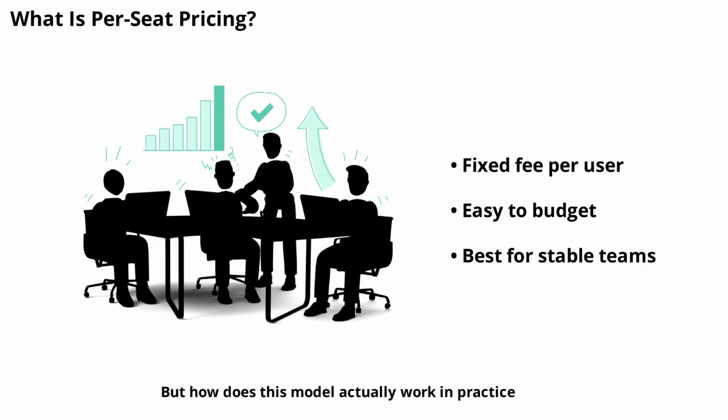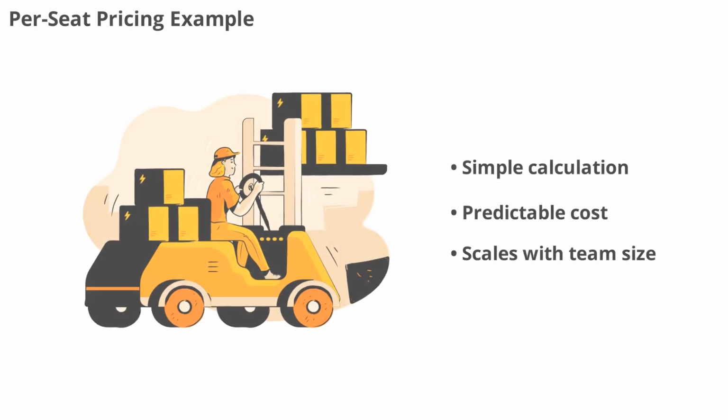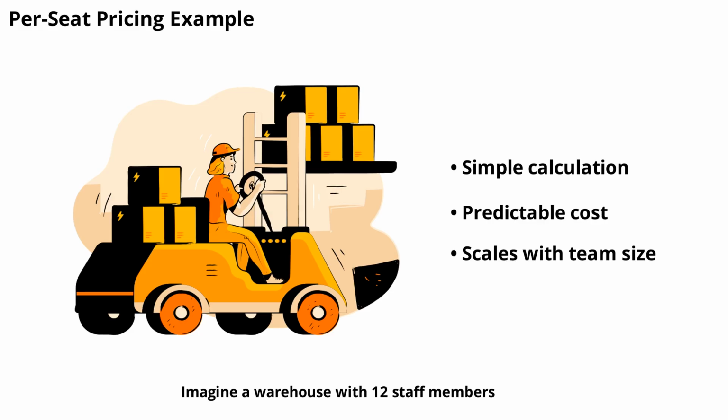But how does this model actually work in practice, and what are its key features? Let's take a closer look at the mechanics of per-seat pricing and why some businesses prefer it. Imagine a warehouse with 12 staff members who all need access to the management system. With per-seat pricing, the company pays a set fee for each user. If the software charges $50 per seat per month, the total monthly cost is $600.